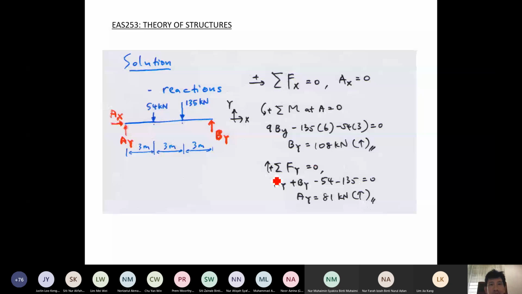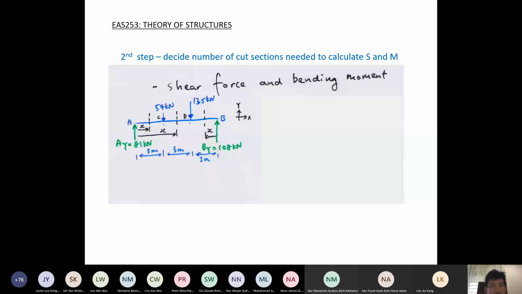So now we have to decide the number of cut sections needed, depending on the loading conditions. Here we have to cut three times, between A to C once, between C to D once, between D to B once, because this is where the equations or the patterns of variations would be different for A to C, C to D, and D to B. So this is the second step.